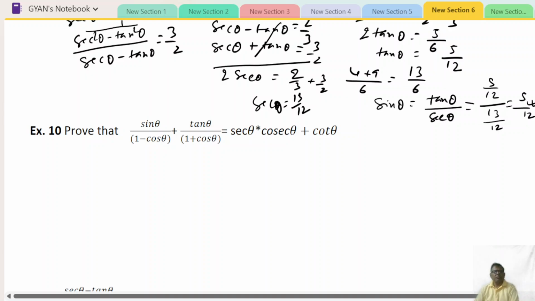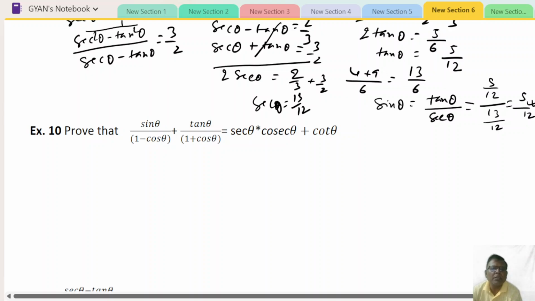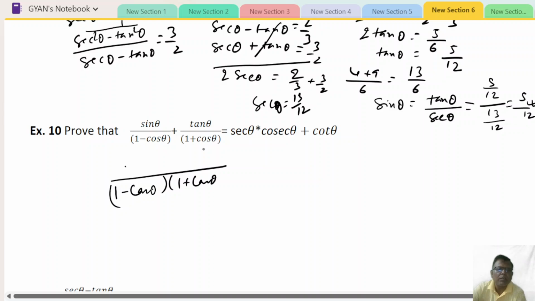So how are you going to do this? Prove that it is equal to sec theta and cosec theta. So let us convert. You take the LCM, simple. Then 1 minus cos theta into 1 plus cos theta. Then you multiply this one. So sin theta plus sin theta into cos theta plus tan theta minus tan theta into cos theta.